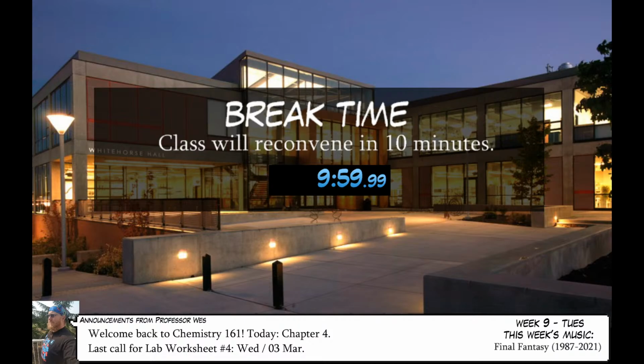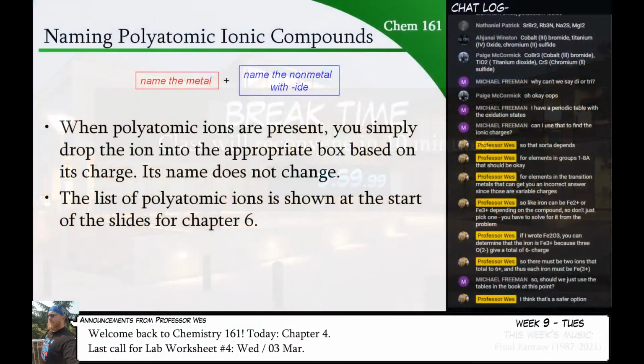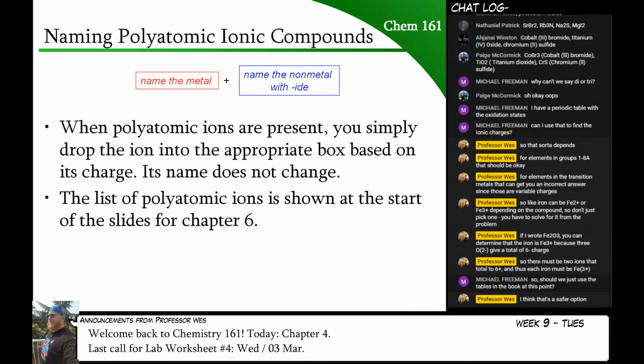Okay, so let's go over here, and let's get back to it. Ready for more. We're going to try and finish up naming today. And if we can get to Lewis structures, that's great. Otherwise, that'll be tomorrow. So, polyatomic ions, same as ionic compounds.